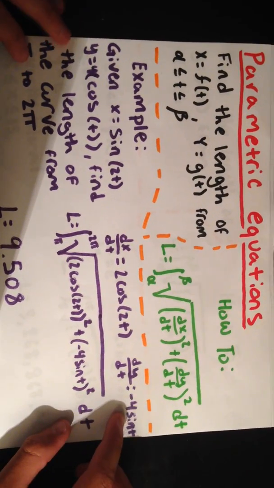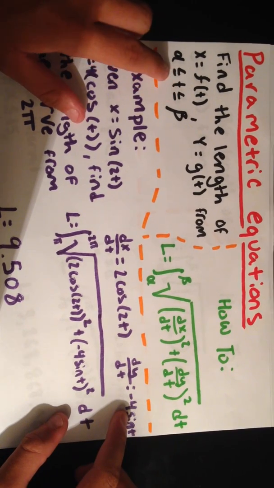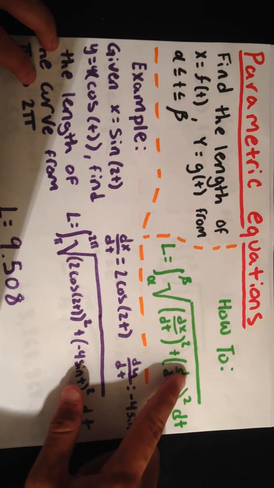So parametric equations. Let's find the length of the curves. Find the length of x = f(t) and y = g(t), from α ≤ t ≤ β. So here's the equation on how to do it.